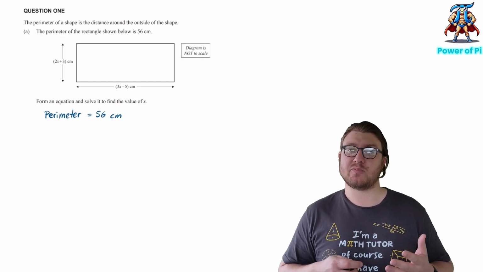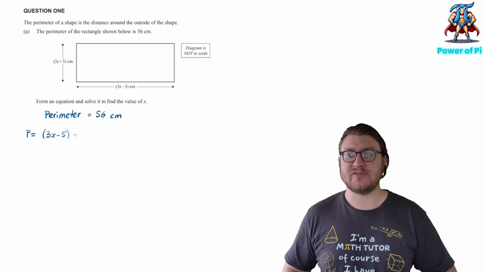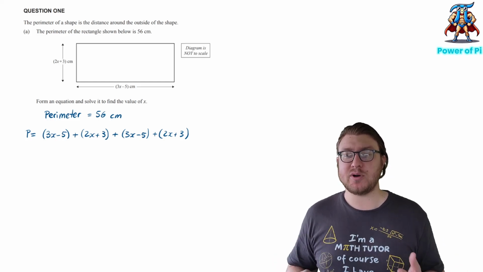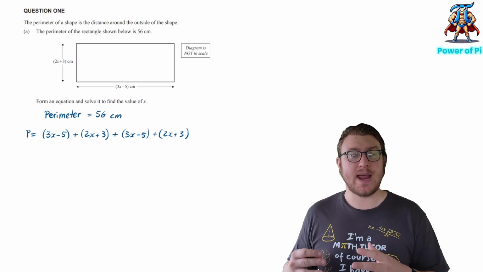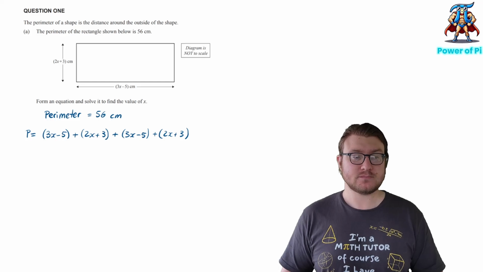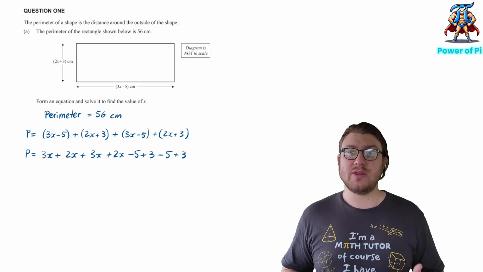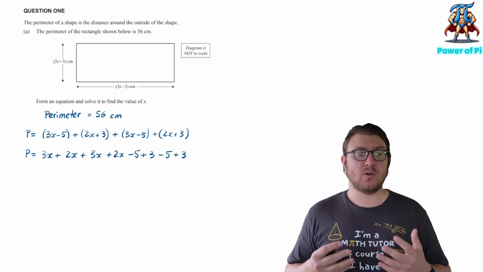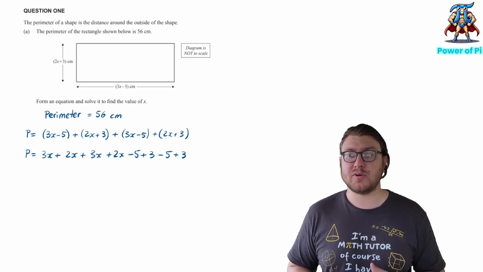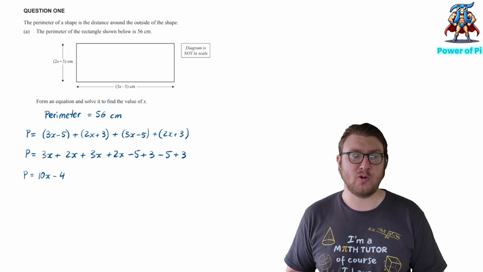So we start with the perimeter is equal to 56, which is the information they have given us. Now we add each of the sides together, and I like putting brackets around it each time anyway, even though they have given us the brackets already. Now we need to collect like terms here, so all the terms with an x, and all the ones without the x. And if we put them together, we end up with the perimeter being 10x minus 4.